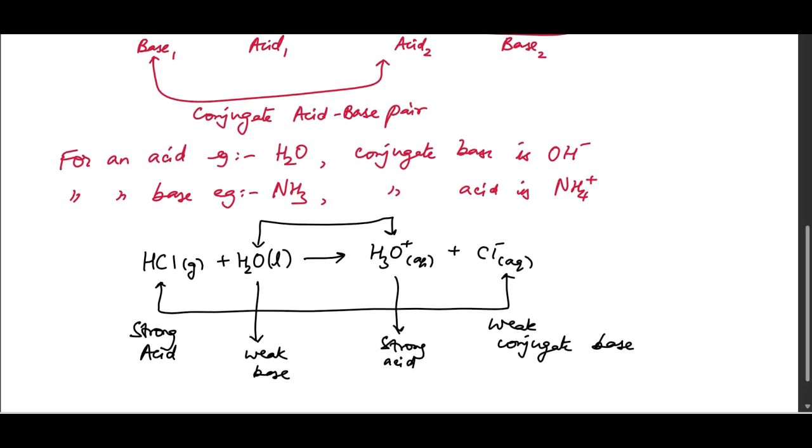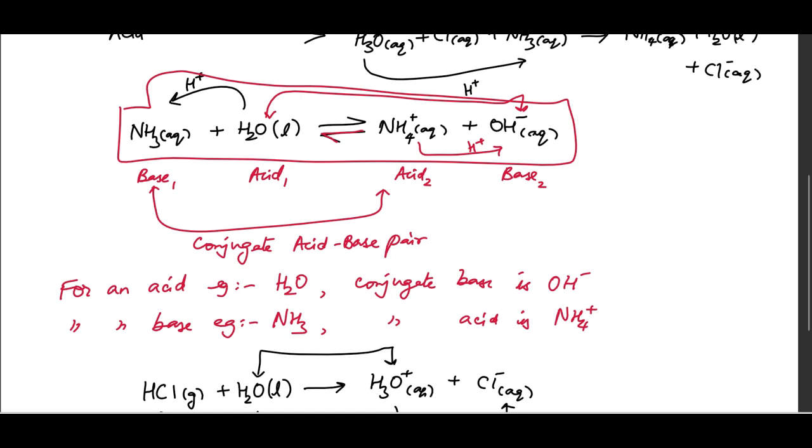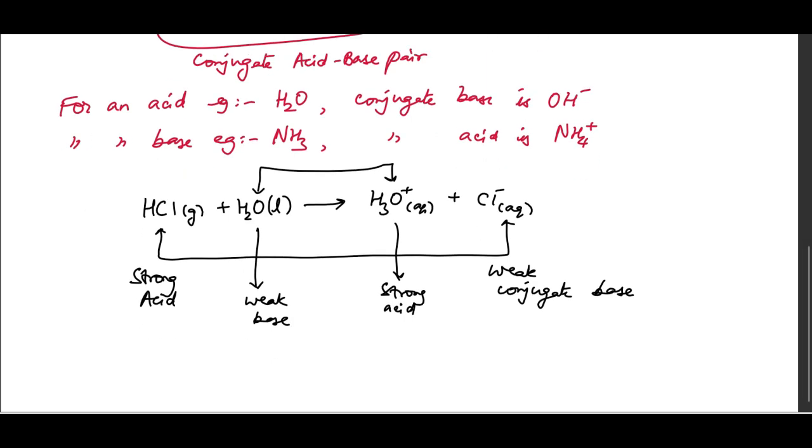Got it? So similarly, in this case NH3 aqueous is a weak base. Therefore, its conjugate acid NH4 plus is a strong acid. Similarly, H2O in this case is a weak acid, and therefore its conjugate base, the hydroxyl ion, is a strong base. Okay, so this is about conjugate acids and bases and also the strength of those conjugate acids and bases. These are all concepts derived from the Bronsted-Lowry concept of acids and bases. A few more reactions are mentioned in the book. You can follow them.